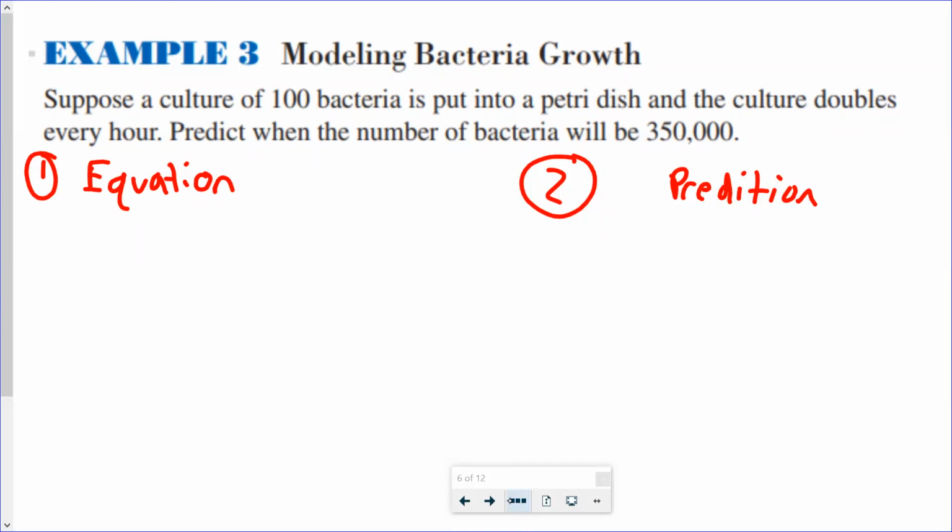So I'm going to go through this and highlight any key information we need to know. For example, suppose a culture of 100 bacteria. What is that 100 bacteria going to represent? That's our initial population. Now, we're told that this doubles every hour. What does that mean our rate is going to be if it's doubling every hour?